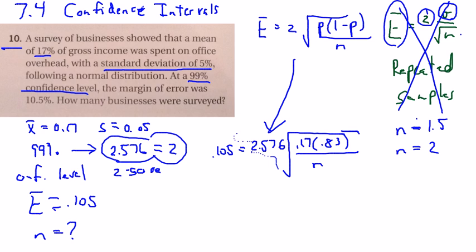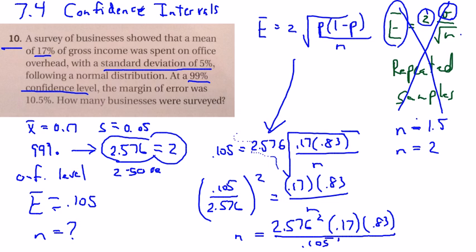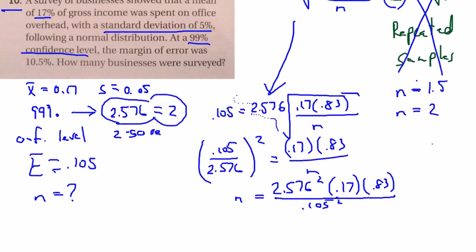So if I rearrange all of this, I get 0.105 divided by 2.576. I can square both sides, and then I get 0.17 times 0.83 over N. And doing a little cross multiplication magic, we get 2.576 squared times 17% times 83% divided by 0.105, also squared. Kind of hard to read, sorry about that.